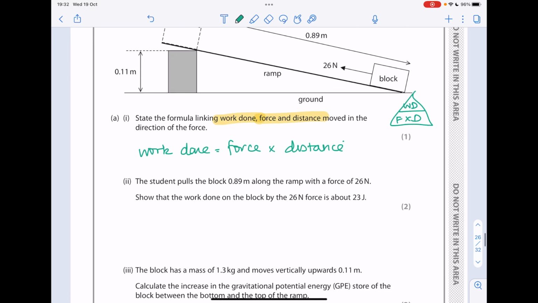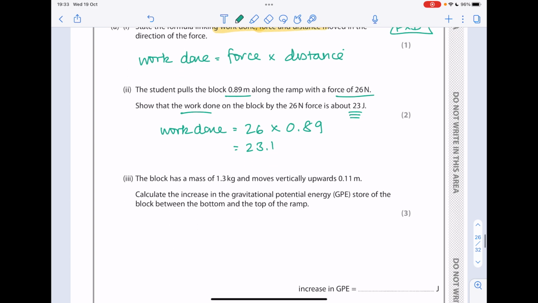The student pulls the block 0.89 metres along the ramp with a force of this. Show that the work done on the block by the 26 Newton force is about 23 joules. Do not put that number into your formula. That's what you want your final answer to be. So work done equals force, which is 26 newtons, times distance, which is 0.89 metres, to get a value of 23.1, which is around the 23 joules we were expecting.